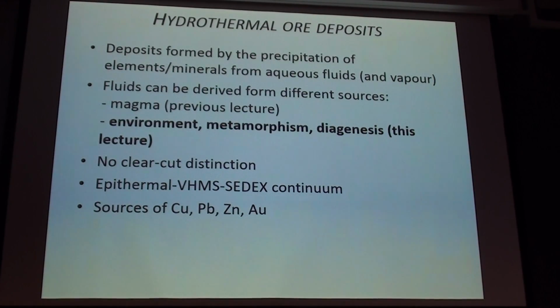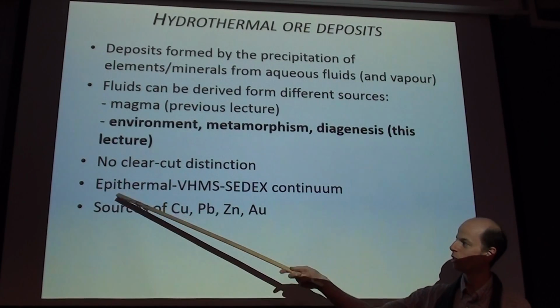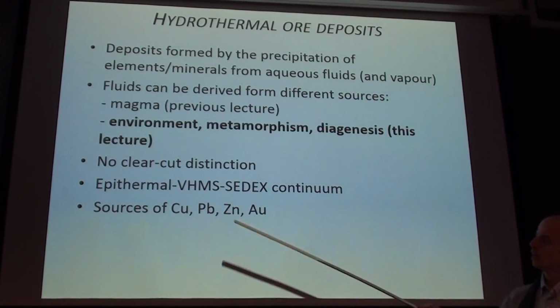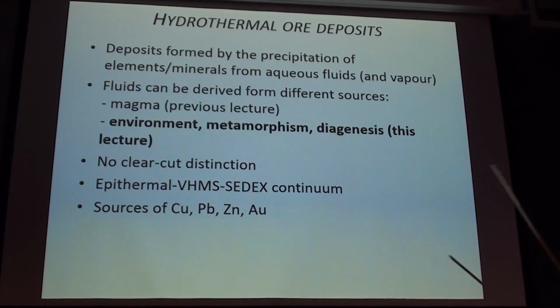As with everything else in nature, there are no clear-cut distinctions, no black and white. Last Monday, the last deposits we looked at were epithermal gold, and there is some kind of continuum between epithermal and the VHMS and SEDEX deposits that we look at today. These deposits are usually sources of copper, lead, zinc, and gold.